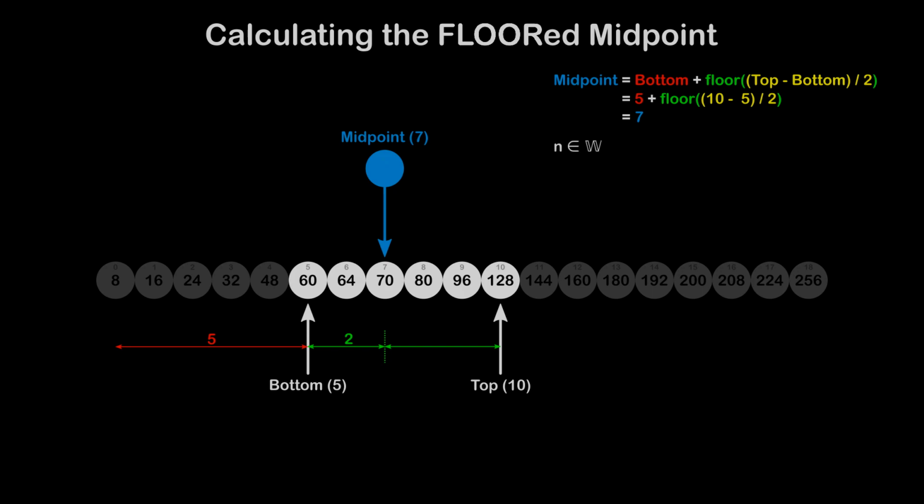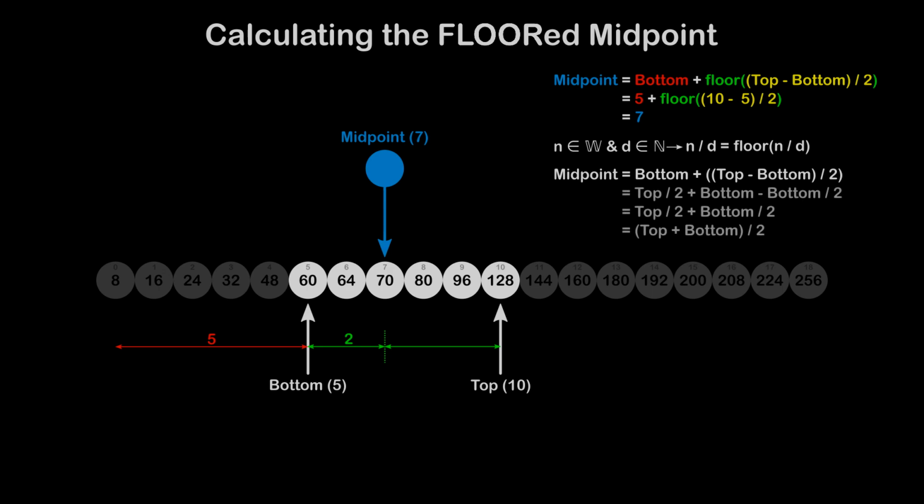When n and d are whole and natural numbers respectively, it should be noted that n divided by d becomes an implicitly floored operation. With this in mind, we can simply restate the integer midpoint formula without invoking an explicit floor operation. Expanding and factoring appropriately, this can be further simplified as top plus bottom, divided by 2.